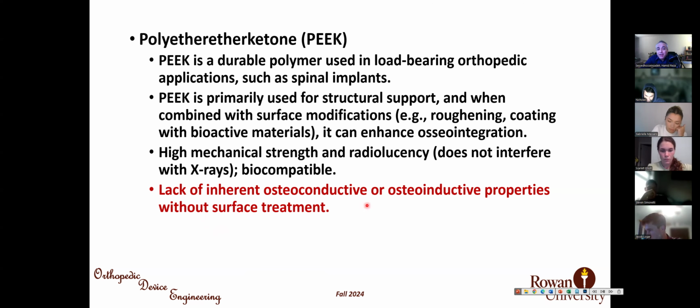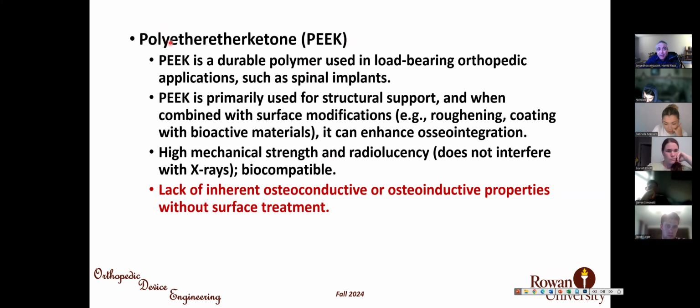It doesn't have any osteoconductive or osteoinductive properties, but we can change its surface by roughening or coating it with some bioactive material and increase its osteoinductive property, or by changing its structure into a porous structure, creating osteoconductive properties. It is not resorbable, so whenever we need a permanent load-bearing part somewhere in the body, we can use it.